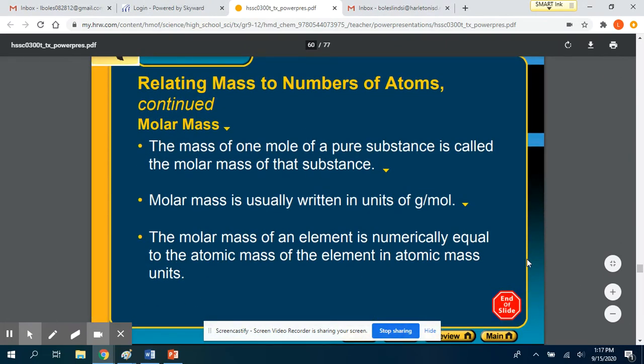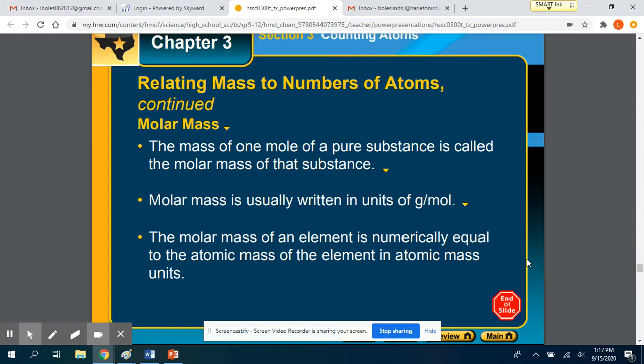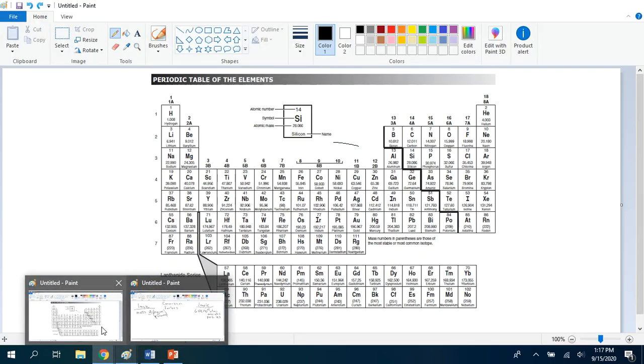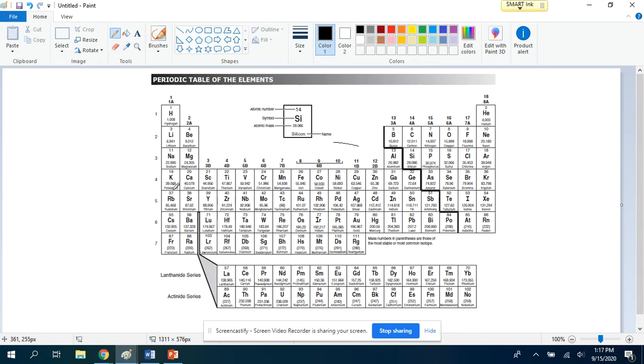All right. The other thing we need to talk about is molar mass. The molar mass is right here. Let me show you where to find the molar mass. Okay. The molar mass is the decimal on your periodic table. So 39.098 is the molar mass for potassium. Okay. 22.990 is the molar mass for sodium. Okay. So that's where you find the molar mass.